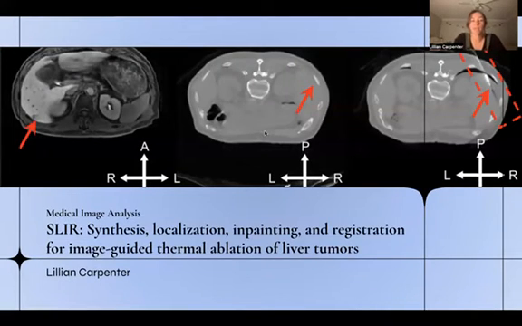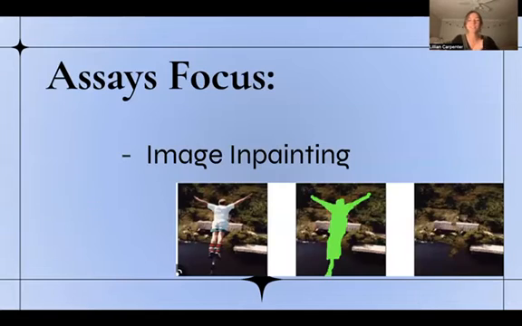So today we're going to be examining a particular assay used from this SLIR synthesis, localization, and painting and registration for image-guided thermal ablation of liver tumors. So the assay that we're going to be focusing on is image painting. And image painting is where you adjust for missing data in an image.